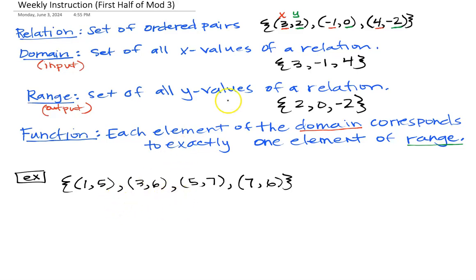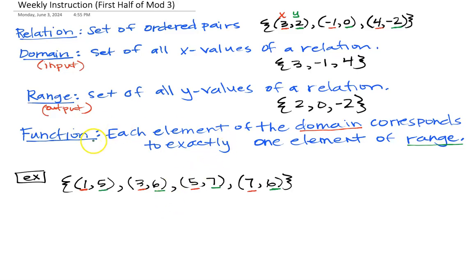And so when we're looking at this, let's just underline all of our x values here. So we've got 1, 3, 5, and 7. And then our range, we see we have 5, 6, 7, and 6. So we see that the 6's are repeated, all right? So there's something going on here, but is this a function or not? Okay. And it actually is a function.